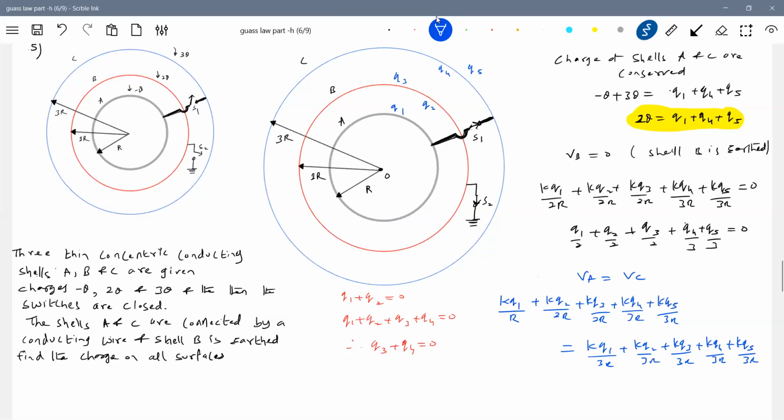How many unknowns are there? Q1, Q2, Q3, Q4, Q5. Okay, we can solve with all the data that we have. I think Q5 will be 0. Any reason how we can say Q5 will be 0? We can't say directly, no. This quantity will become 0. How? From this data.